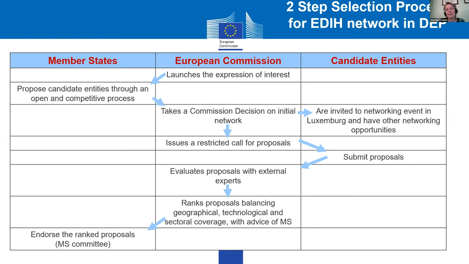These entities will then be invited to a restricted call for proposals. And then it goes to a process that you know from Horizon 2020 also. All those entities then have to write a proposal and submit it to us before a deadline. That will be evaluated with external experts, and then we will rank all these proposals, balancing, of course, the quality, which is reflected by the score, but also geographical, technological, and sectoral coverage, so that we will get really a diverse network of European digital innovation hubs.